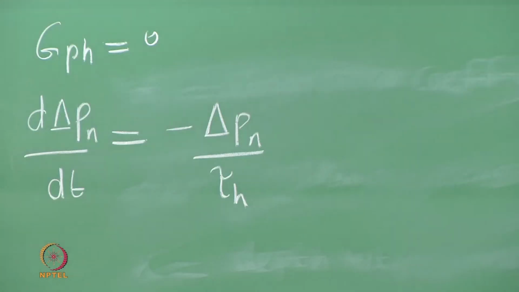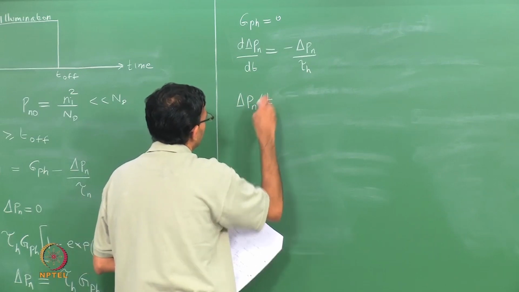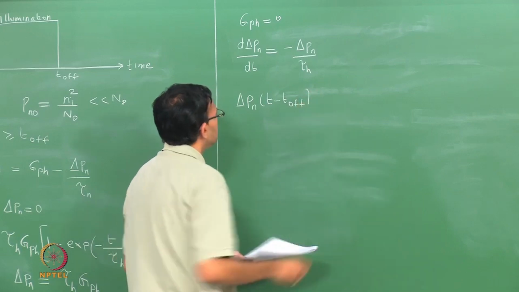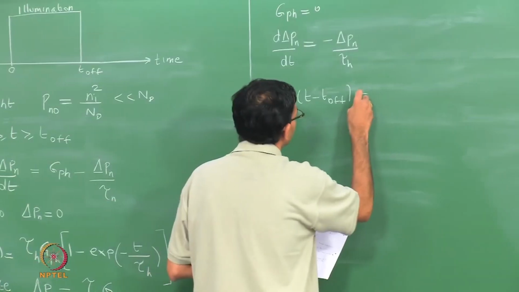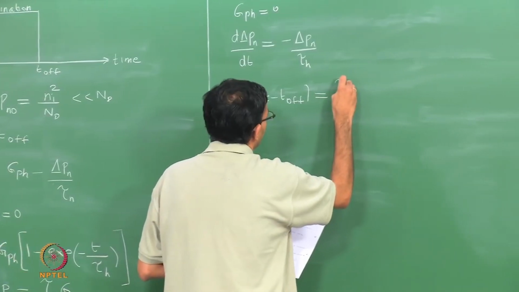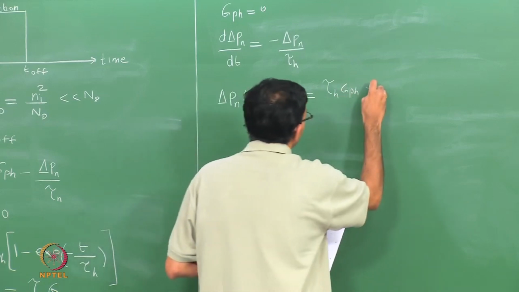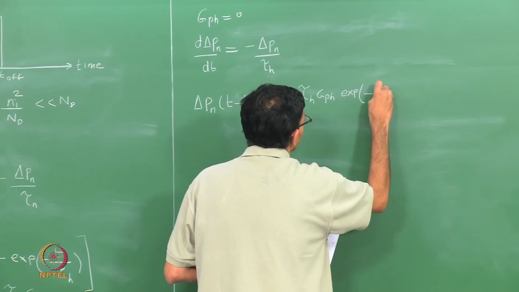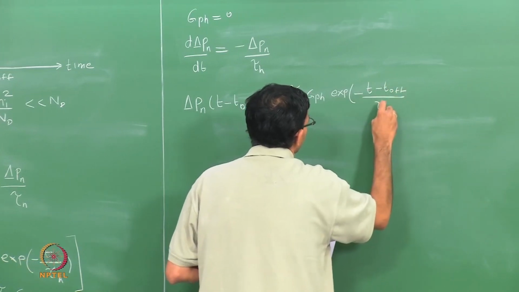This again we can solve, it is a first order differential equation. So delta Pn, from T off, so T off is when the light is turned off, is nothing but tau h Gph exponential minus T off over tau h.